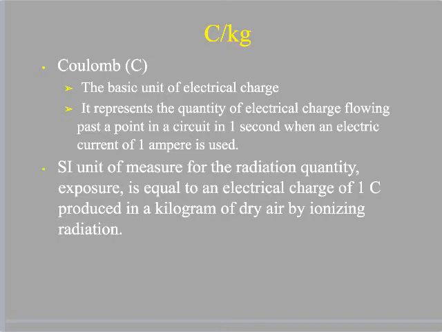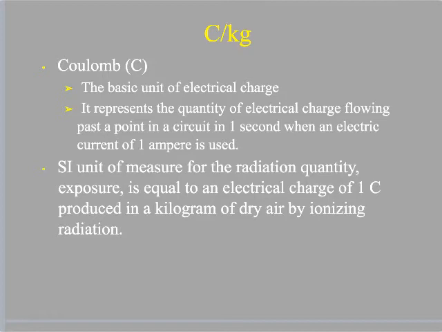The SI unit for radiation quantity exposure is equal to an electrical charge of 1 coulomb produced in a kilogram of dry air by ionizing radiation. Now what's interesting about this is the SI unit is defined for X-rays and gamma rays. It doesn't say anything about particulate stuff. So we've got to hold the phone on that. But we've at least got something that's helpful for quantifying how many X-rays we got hit with, right?